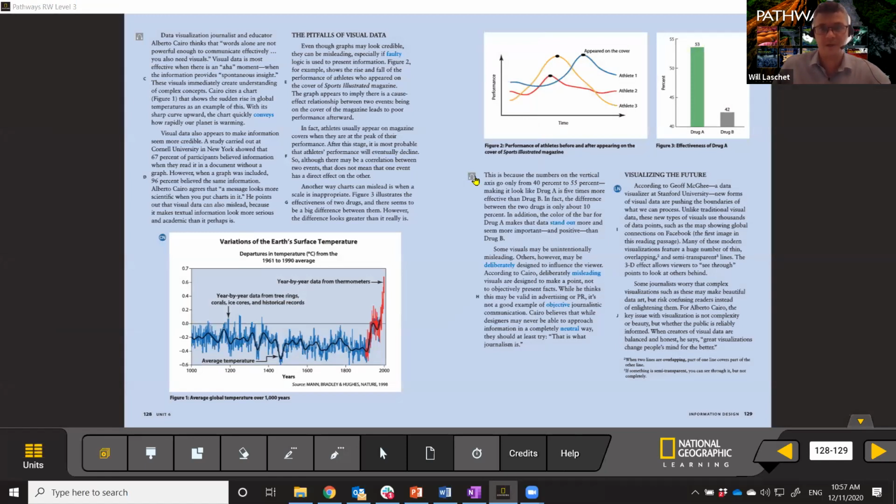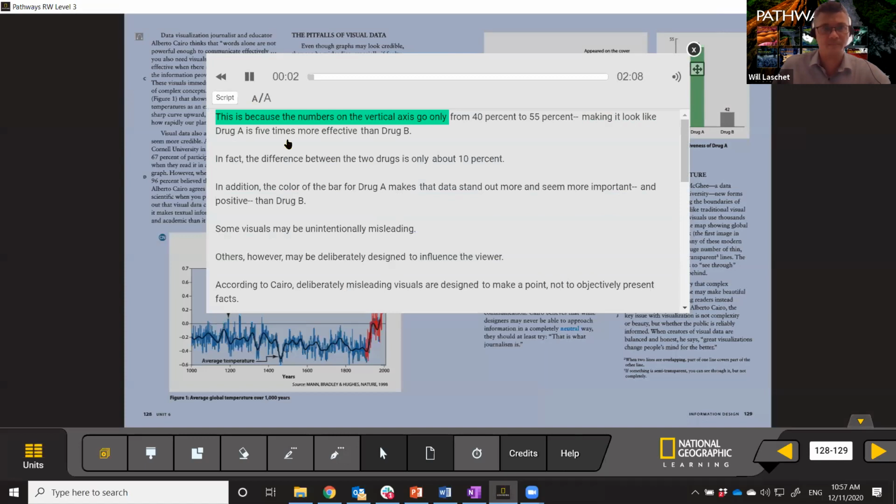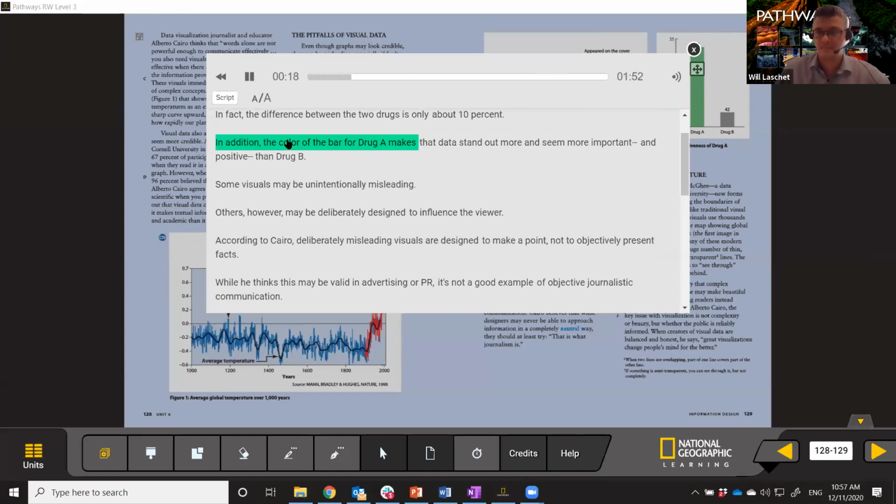This is because the numbers on the vertical axis go only from 40% to 55%, making it look like drug A is 5 times more effective than drug B. In fact, the difference between the two drugs is only about 10%. In addition, the color of the bar for drug A looks more positive than drug B.